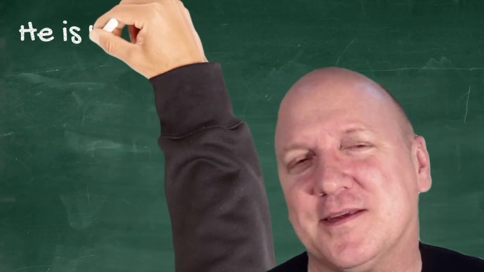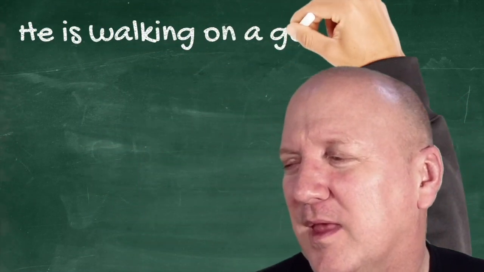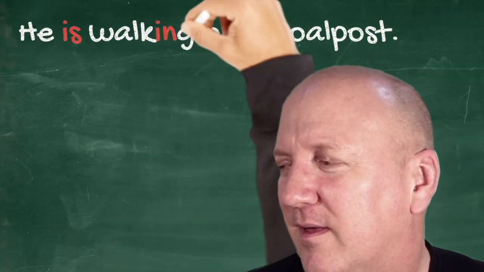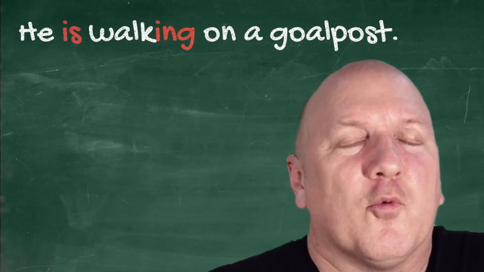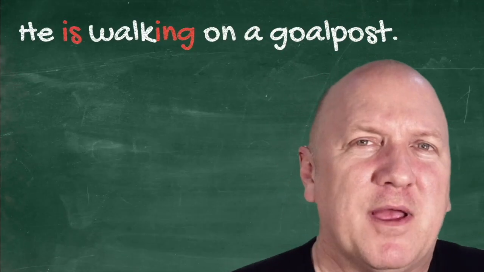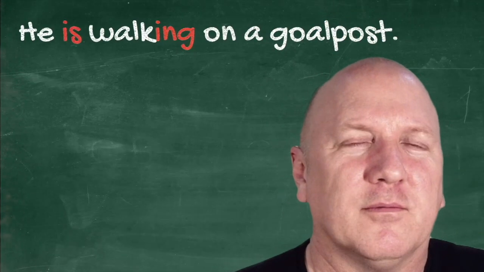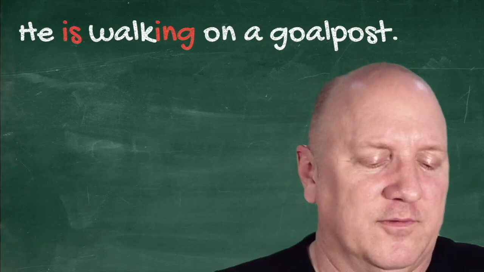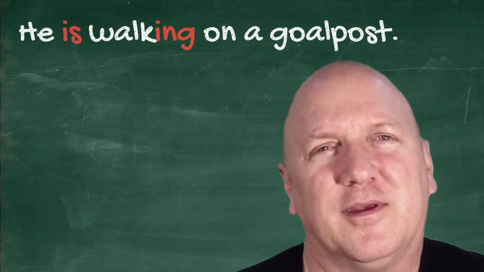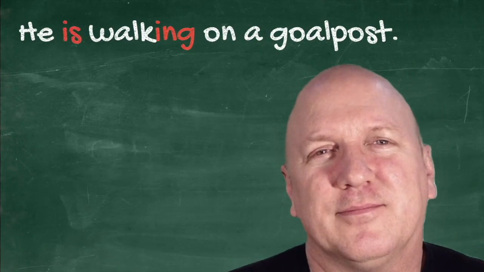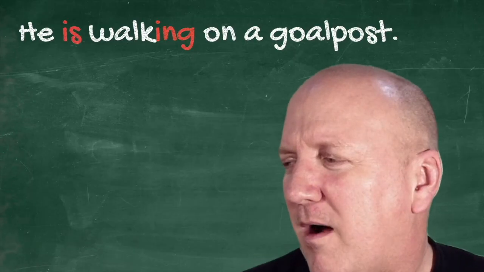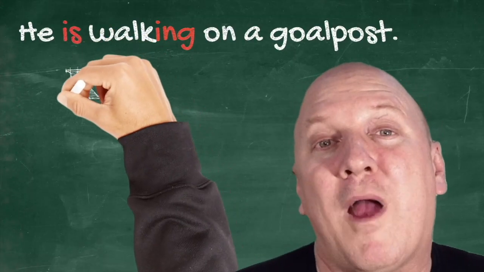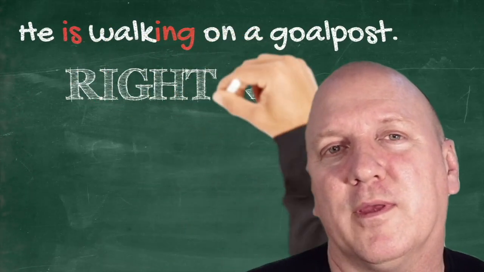Well, you can see in these examples, right? He's walking on a goalpost, and you look at the red in there, and that's basically what we use for present continuous. Okay, we use the be and then the verb with the ing, and simple as that. We're talking about he's walking on a goalpost right now. He's in the process of doing it.